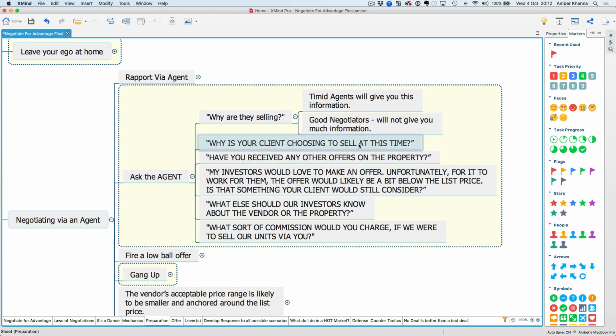So this is the weakest question that you can ask. However, do ask it, because the agents who are weak themselves will give you all that information. They'll tell you the truth about what's going on.